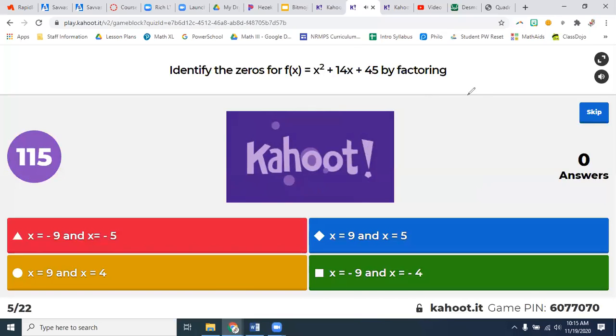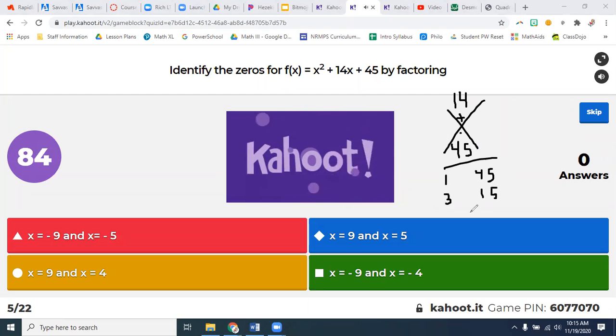So you're gonna do your diamond. Make this a little bit thicker too. We got plenty of time, we got over a minute. Okay, multiplication at the bottom, addition up here. Okay, 45, 14. We need 2 numbers, 3 and 15. 5 and 9. I think it's going to be that one. Okay, we're going to use 5 and 9. It's plus plus, so we don't have to worry about signs here.